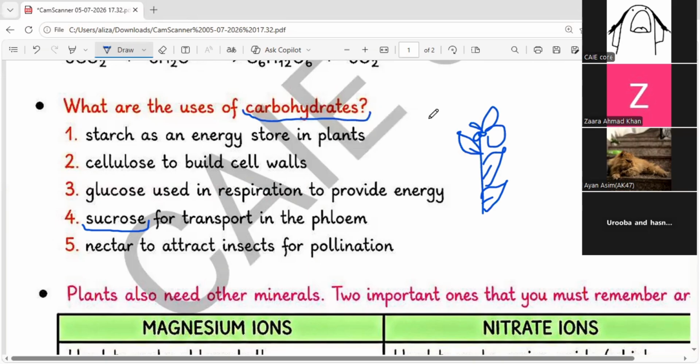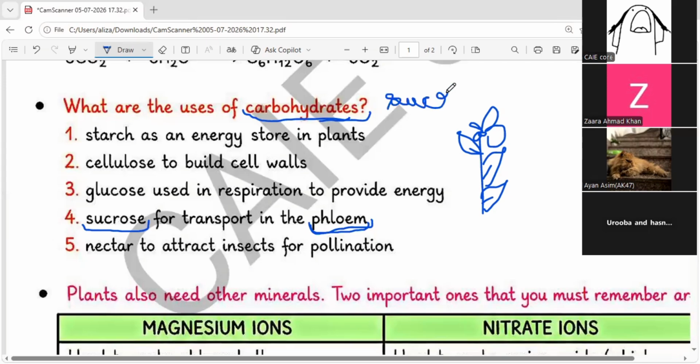They all need it to carry out the process that is called respiration, which we will study later. So they all need this carbohydrate for respiration. Now the problem is how are they going to transfer this carbohydrate that is glucose to all parts of the plant? You will learn later on in the transport in plants chapter that phloem does this job. But for now, just remember that sucrose is used for the transport in the phloem. That is, phloem transfers this carbohydrate in the form of sucrose.